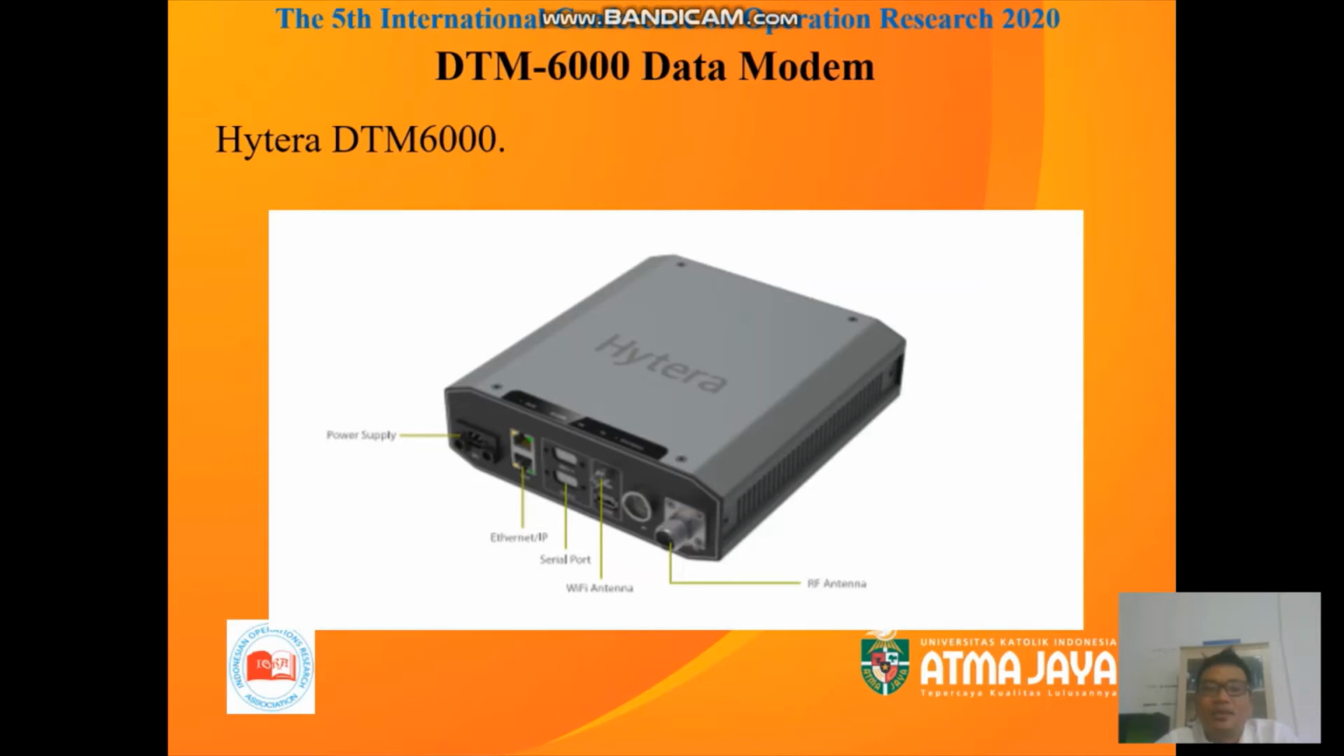Here's the picture of the DTM6000. As we can see here, this device has the Ethernet port, IP, also the serial port, also the Wi-Fi antenna, also the RF antenna. So this device can be connected through either IP or serial or Wi-Fi or RF.